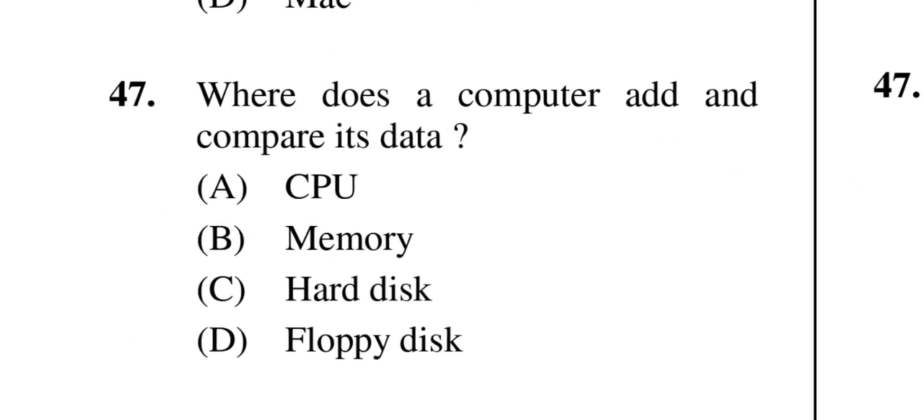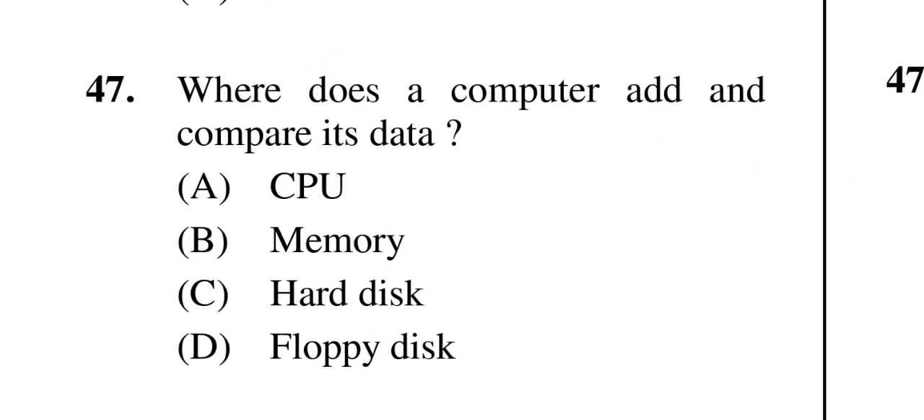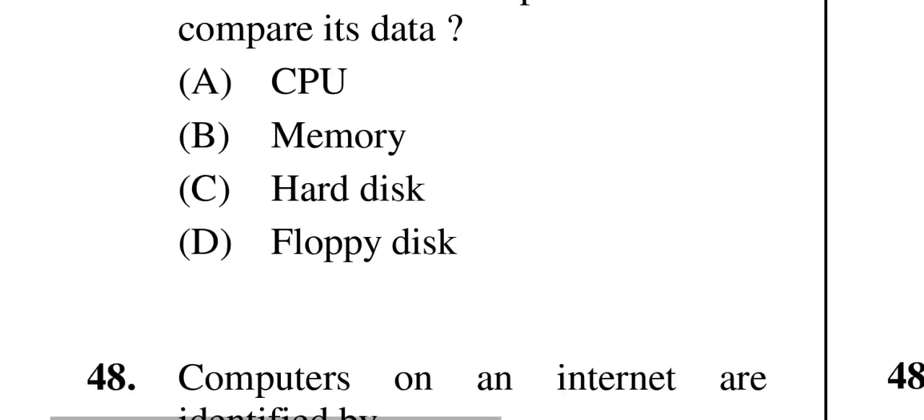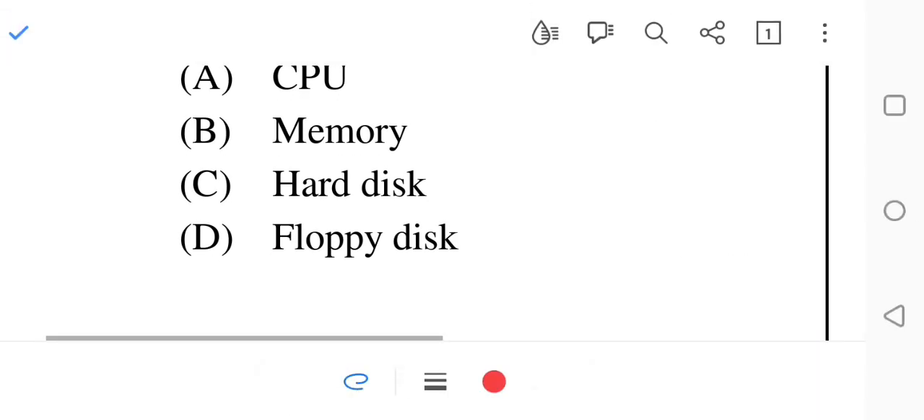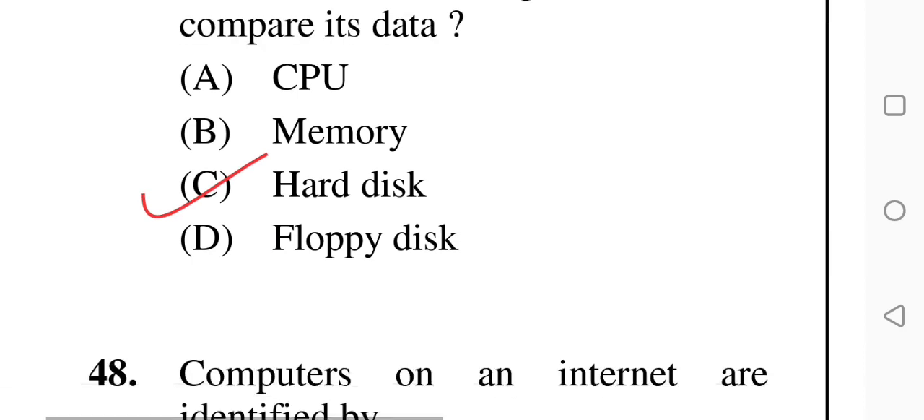47. Where does a computer add and compare its data? CPU, central processing unit, memory, hard disk, floppy disk. What do you say? 47. 47 correct answer will be hard disk is a place where computer add and compare its data. Hard disk, you must have heard, you must have used, you might have seen.